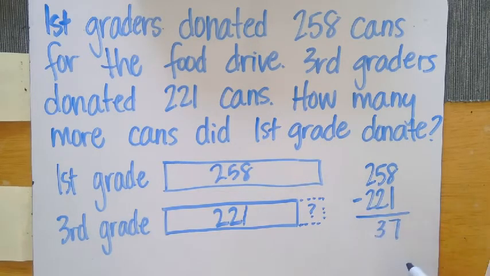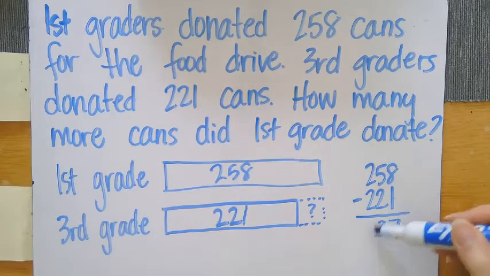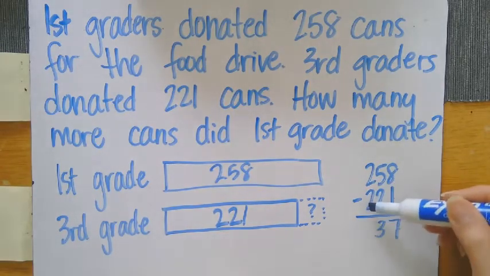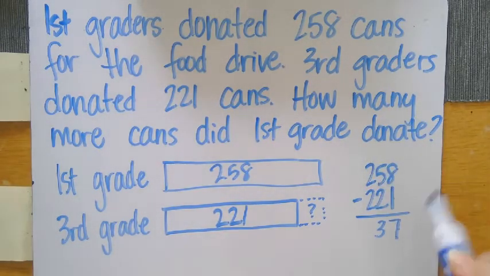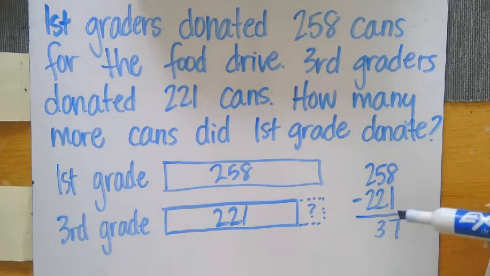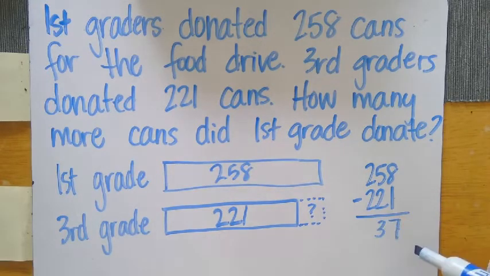Remember, as soon as you're done with your subtraction problem, you have to check your work. 7 plus 1 is 8. True. 3 plus 2 is 5. True. And 0 plus 2 is 2. True. So the difference between first grade and third grade in the amount of cans that were donated was 37 cans. So that missing number here would be 37.